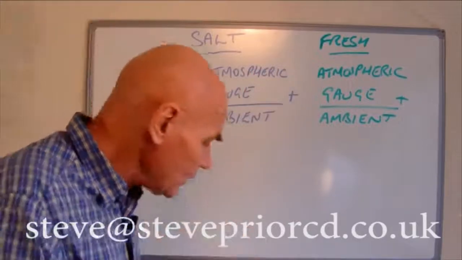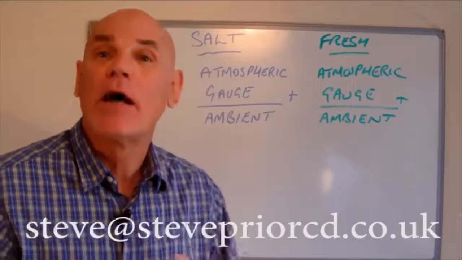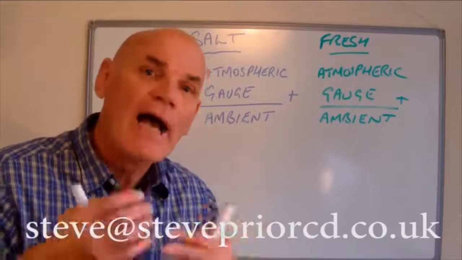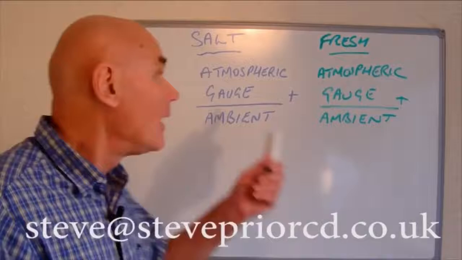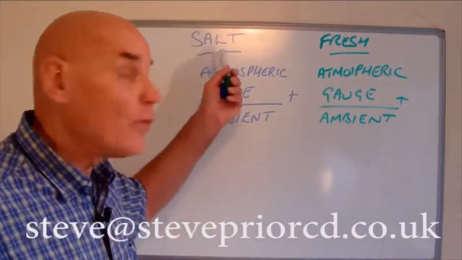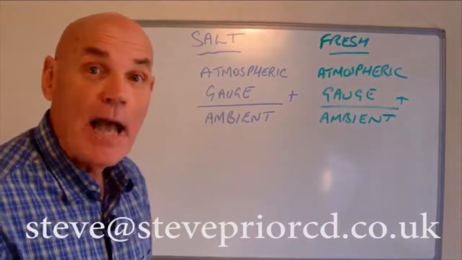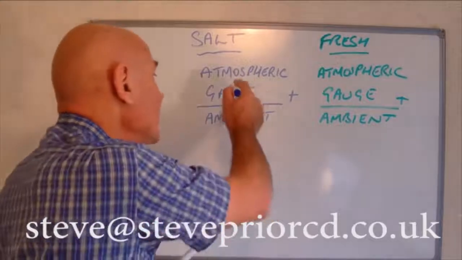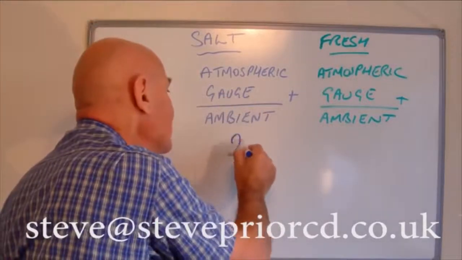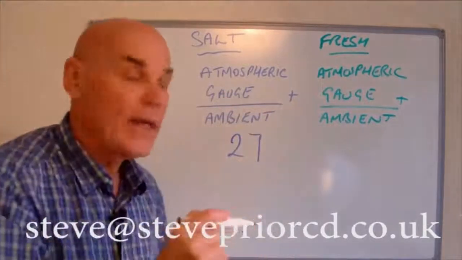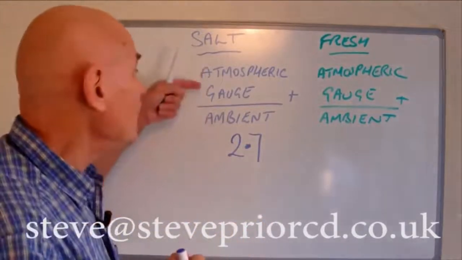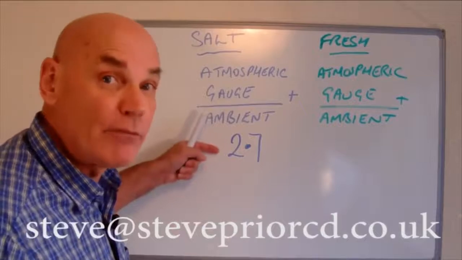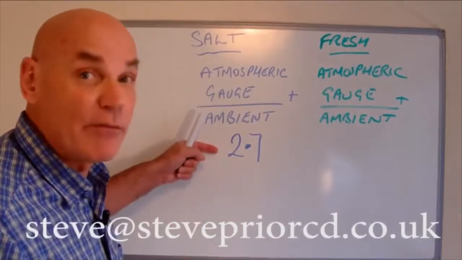Now, because fresh water is a little bit lighter than salt water, we have to make an adjustment. So let's just look and see how we can do this. If we use the example that we're in salt water, and we want to know what is the gauge pressure at 27 metres of water, we just put a decimal point in. So in the sea, gauge pressure would be 2.7 atmospheres at 27 metres.